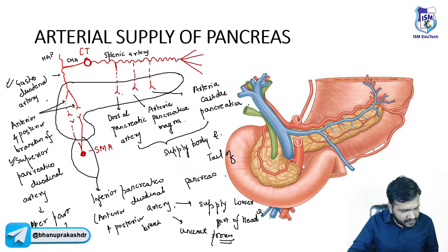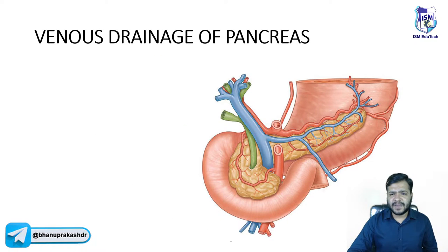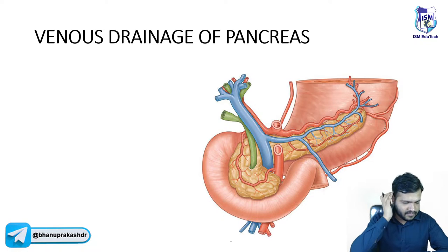I hope the arterial supply is clear to each and everyone. Just give me a thumbs up if the arterial supply is clear. Okay, ducts done, arterial supply done. Coming on to the veins of the pancreas, I need not tell you, Satvik, Sai Krishna, Dimple, very good. Fun mode, okay.